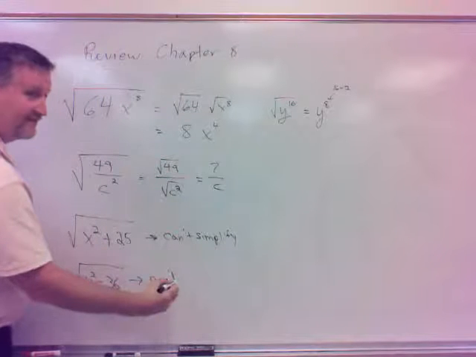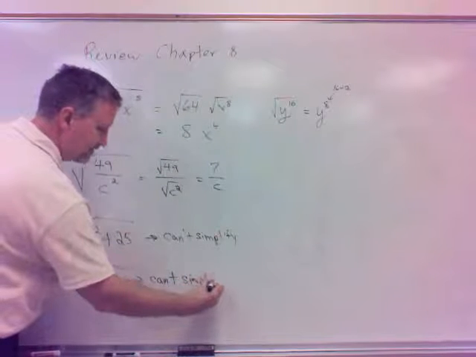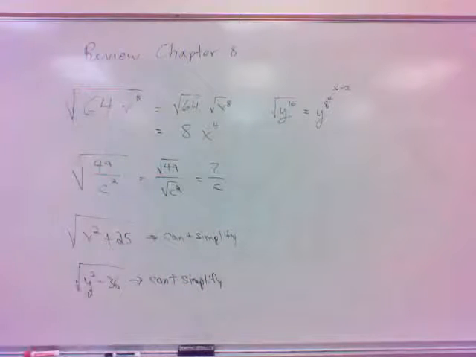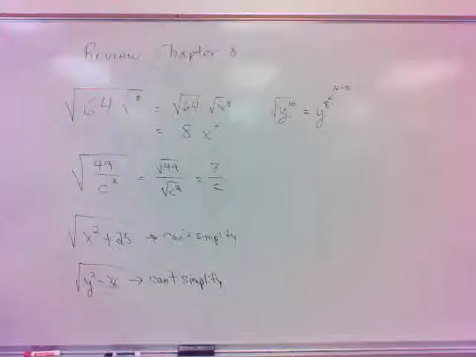Can I simplify that one? No. Same deal. Even though it looks like you so easily could, you just can't. The numbers don't work. For a sum, x squared, the square root of a sum, the square root of a difference, you just can't split those up. It'd be very nice if you could, but the numbers just don't work out. Okay? So these ones you can.